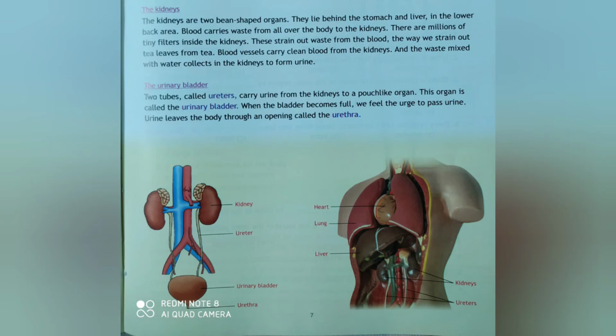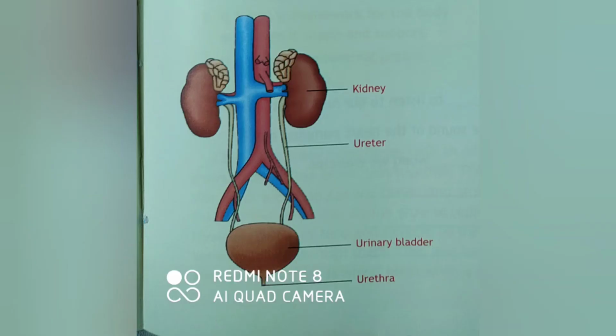Next, let's see about the urinary bladder. Children, you can see in this picture, from the kidney two tube-like structures arise, and these tubes are called ureters, and they carry the urine from the kidney to a pouch, a bag-like organ, and this organ is called the urinary bladder. So the two tubes coming out from the kidney are called ureters. They carry the urine to the urinary bladder, a pouch-like organ.